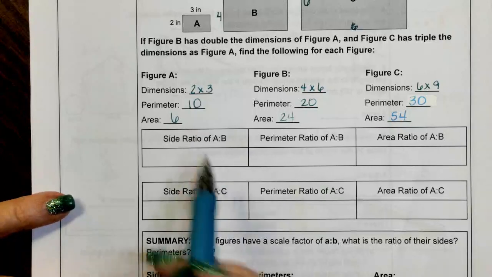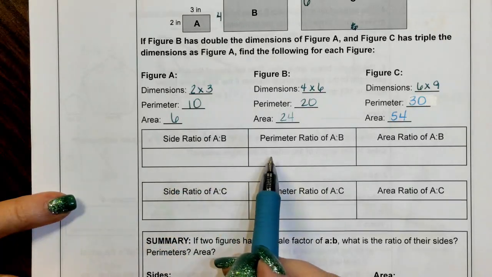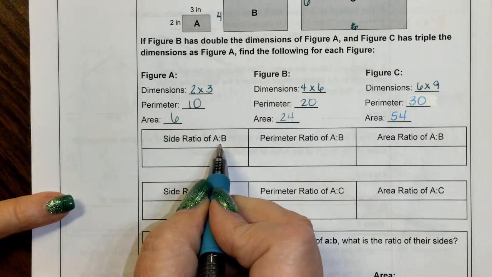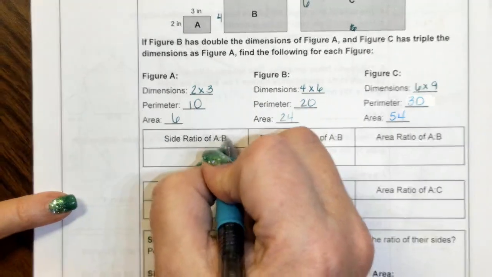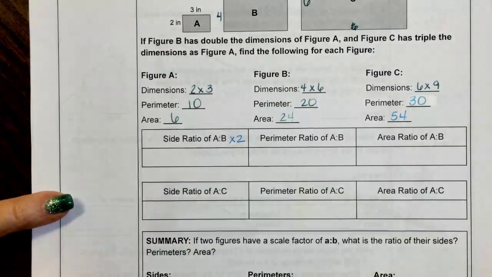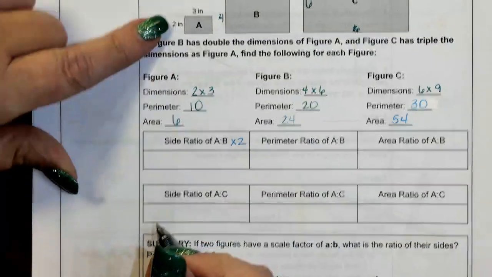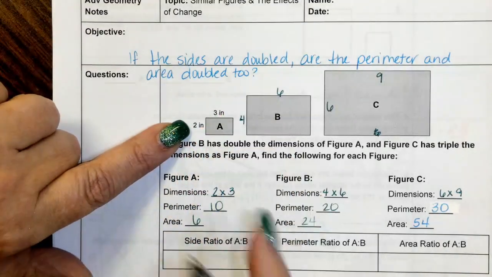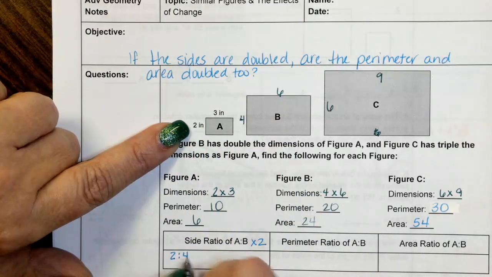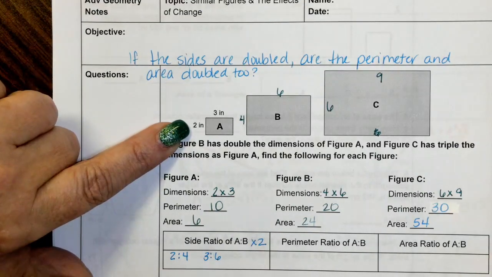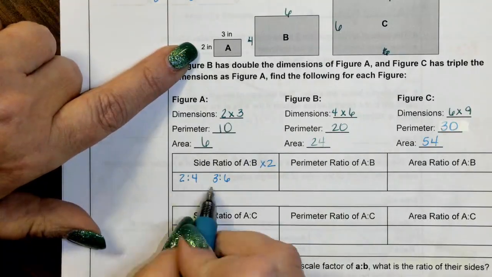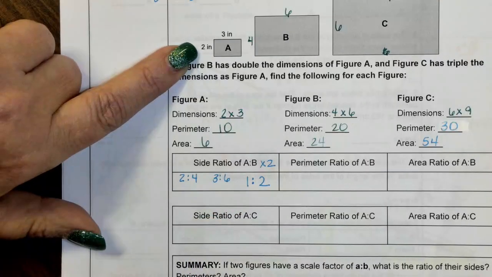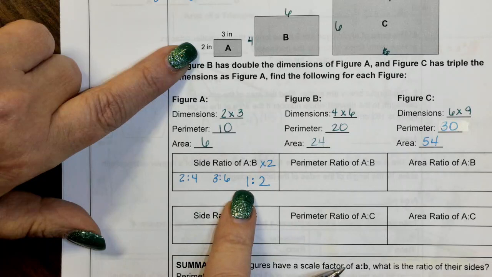Now we're going to start looking at what happens to the side ratio, the perimeter ratio, and the area ratio. We want to know what happens to the sides, what happens to the perimeters, and what happens to the areas. So the relationship between A to B, remember that B was twice as big. So the side ratio is 2 to 4 and 3 to 6. And if you simplify both of those, they simplify to 1 to 2. That means the second one is twice as big as the first one.